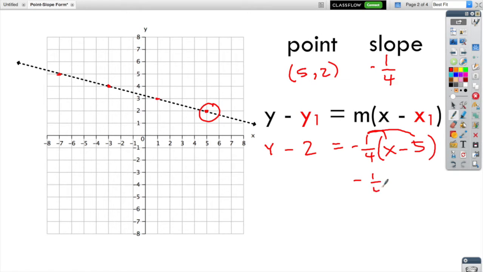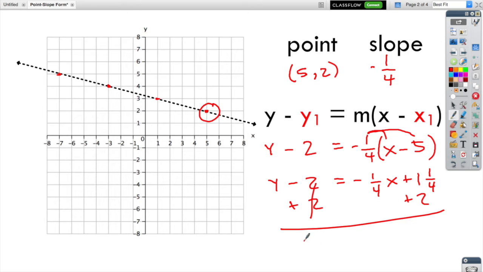Distribute the -1/4. Negative times a negative is a positive. 5/4, which would be 1 1/4. Okay, I just did 5 times 1 divided by 4, 1 1/4. Get y completely by itself by adding 2 to both sides. So I get y equals negative 1/4 x plus 3 1/4.